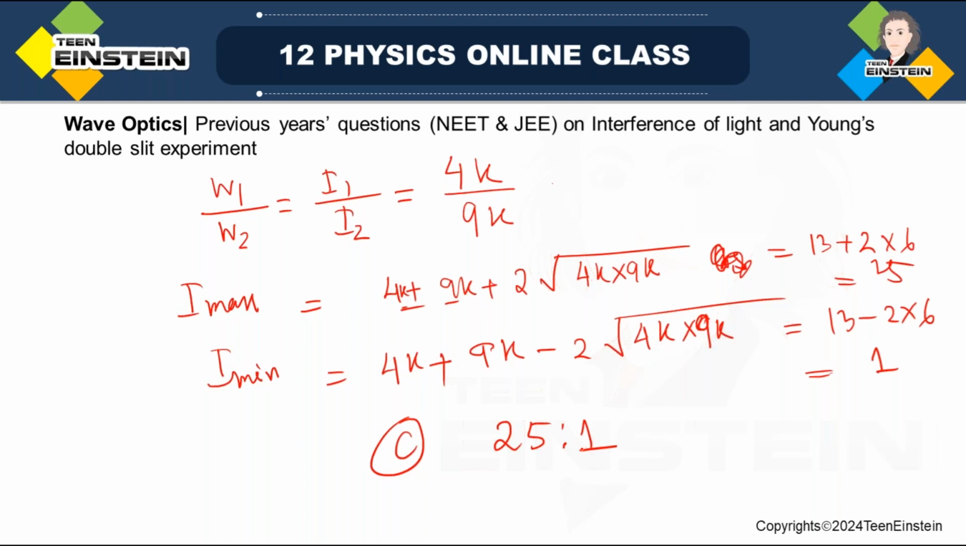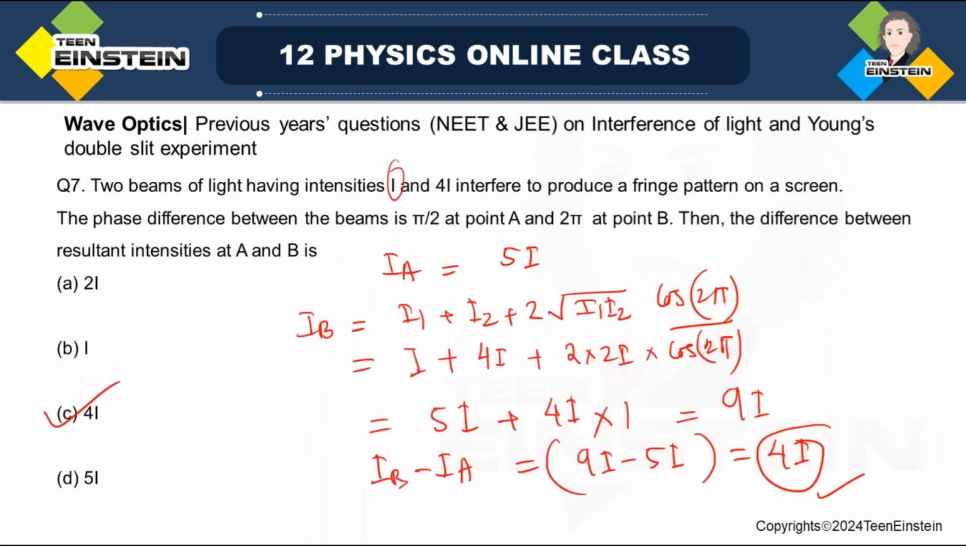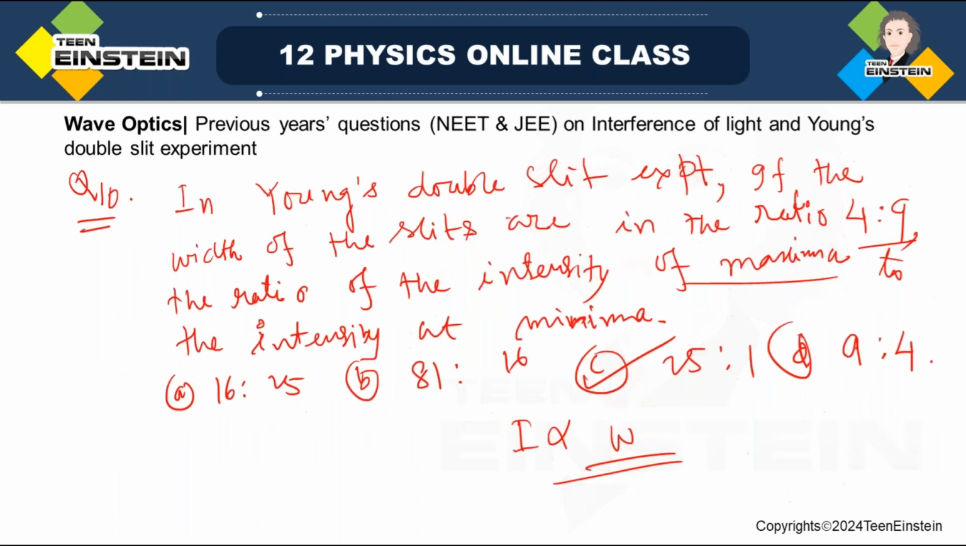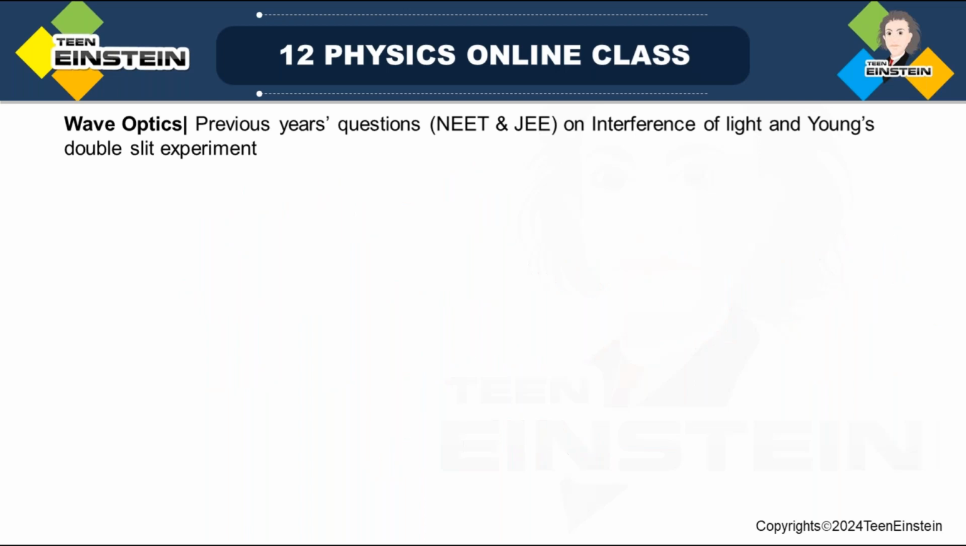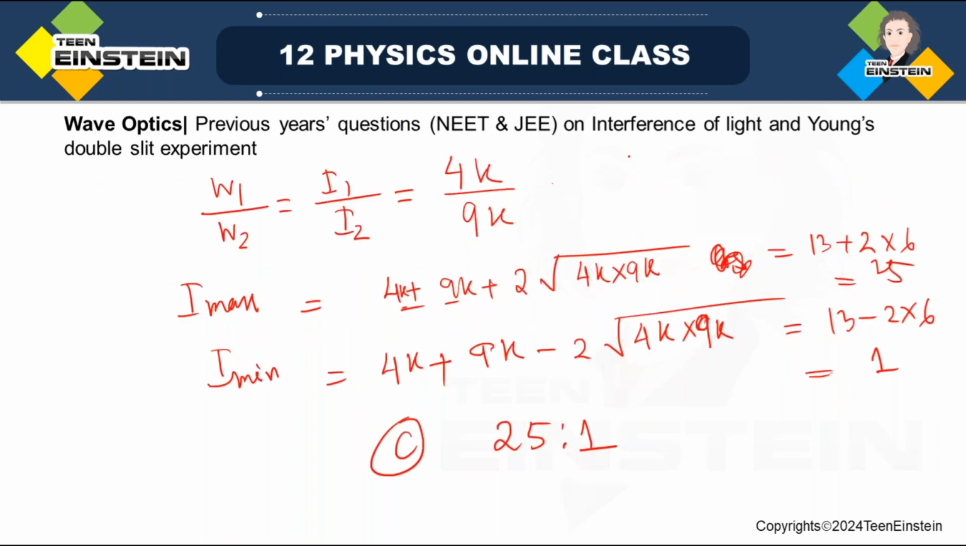We'll stop it here for today. Next day, specifically, we will take questions from the JEE main papers and advanced papers, and then we'll proceed further for the rest of the chapters, like diffraction. Tomorrow we'll continue these PYQ discussions on interference and Young's double slit experiment, mostly picking questions from JEE papers.